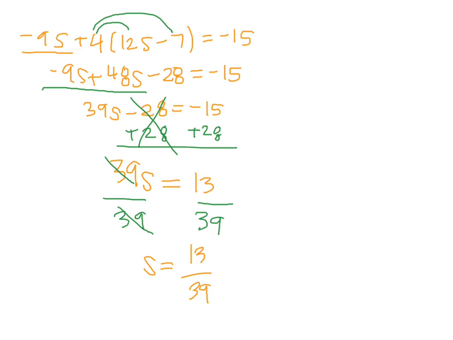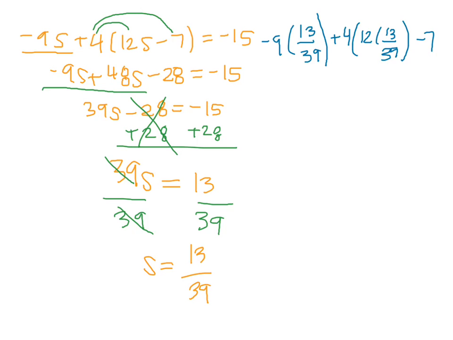Now, I'm a little bit unsure of my answer. So I'm going to go ahead and substitute that back into the original and check my work. So let's do negative 9 times 13 over 39. Is that right? We'll see. Plus 4 times 12 times 13 over 39 minus 7. And I ran out of room, but I know this all needs to equal negative 15.